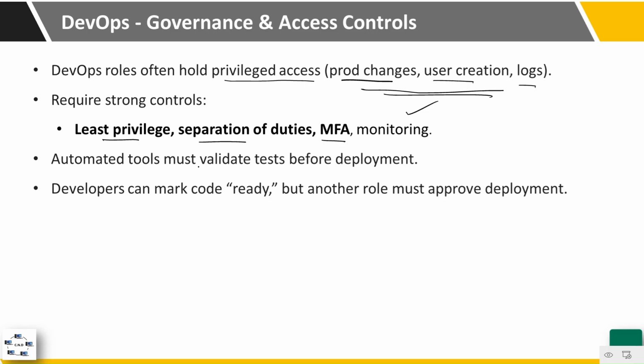Automated tools must validate and test before the deployment of the application, and developers can mark code ready, but another role must approve the deployment. As we said, this is known as separation of duty. One developer can mark the code ready, but then there should be another role that approves this code.